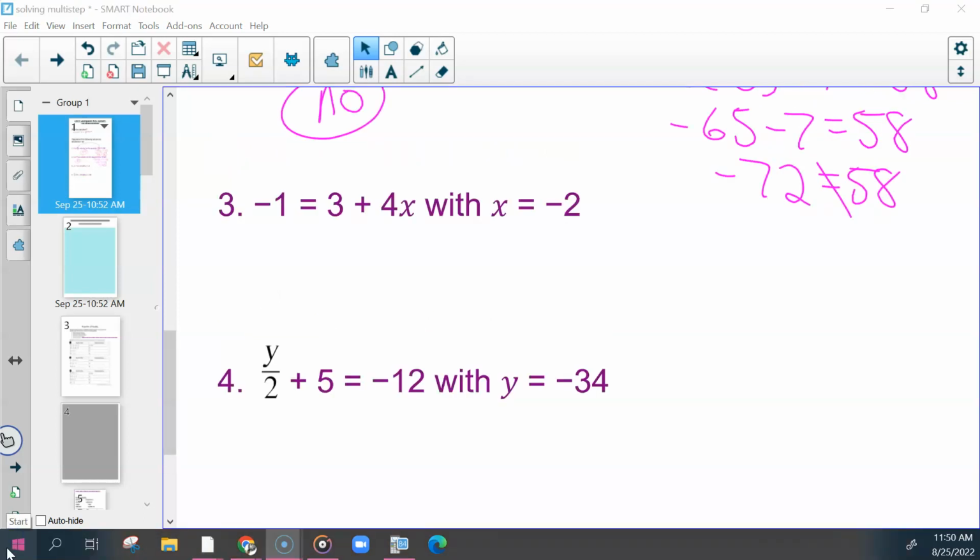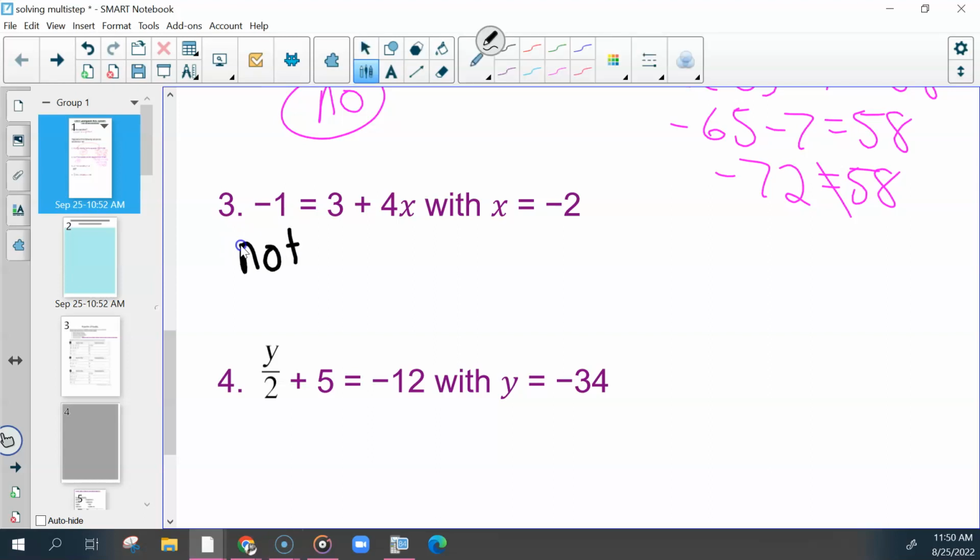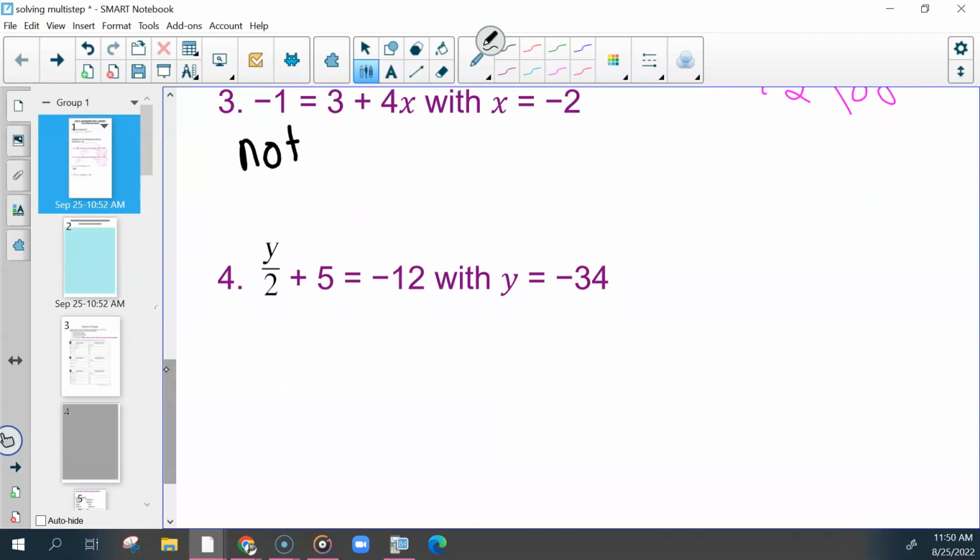And this is or is not a solution? No. It is not. Did anyone need to see this one work out? I don't see any yeses. Did not hear any yeses. What about number 4? Was this or was this not a solution? Does anyone need to see this one worked out?